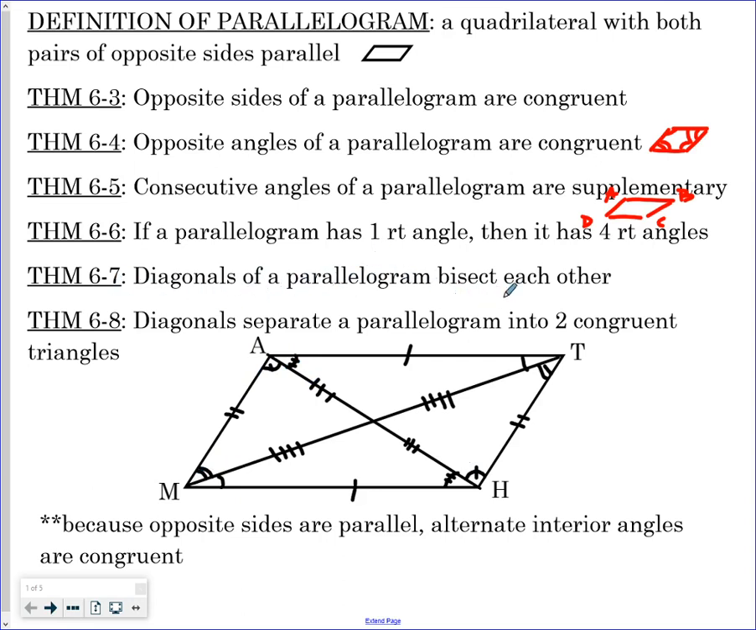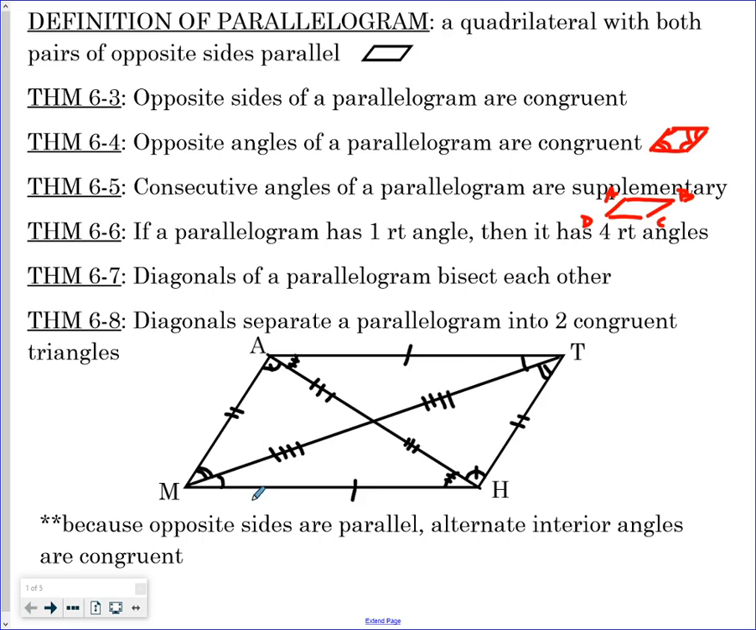6.7, diagonals of a parallelogram bisect each other. So if you look here, this diagonal and this diagonal bisect each other. It means they cut each other into 2 congruent pieces. So this is congruent to this, and this is congruent to this, right? And then diagonals separate a parallelogram into two congruent triangles. For example, if I have this diagonal here, MT, then triangle MAT would be congruent to triangle THM. You see what I'm saying?